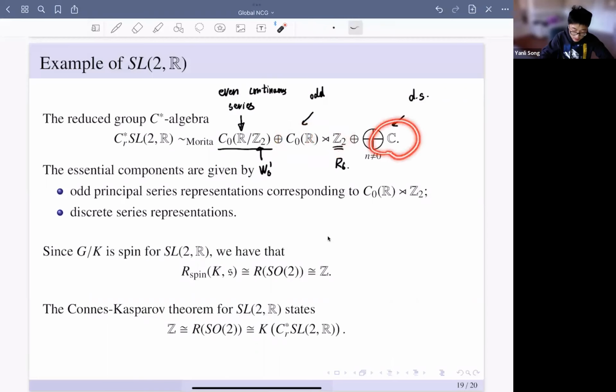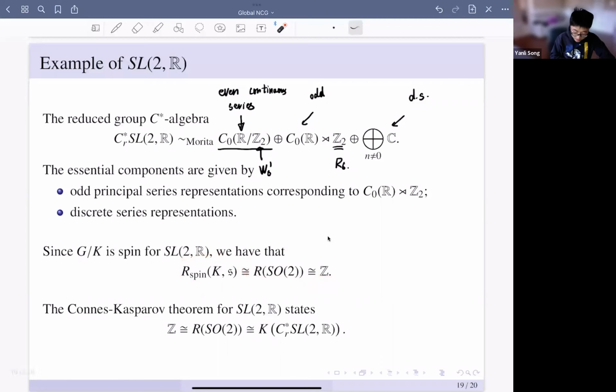These are also all discrete series. Of course, there's no Weyl group. So it's essential part. So the essential part is given by this one and all the discrete series. So this is the essential part. And because for SL2R, G mod K is a spin, the Grothendieck group of the spin module is the same as the representation of K, which is SO2, which is isomorphic to Z.